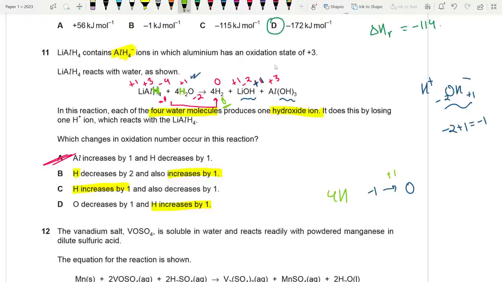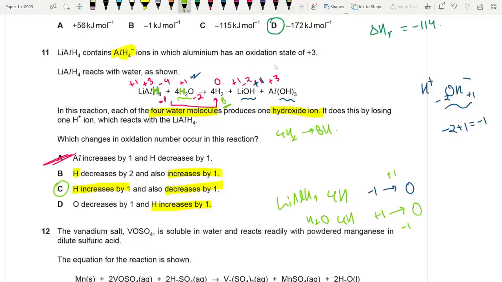But we need the total of 8, right? 4H2 means 8 hydrogen atoms. So that means 4 hydrogen atoms from water. This is from lithium aluminum hydride and this is from H2O, must. A change from +1 to 0. So what does that mean? They also decreased by 1. So increased by 1 as well as decreased by 1. This was in fact tricky.